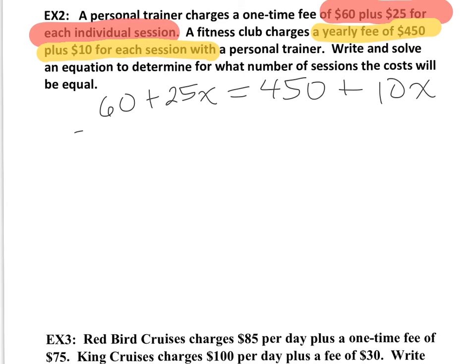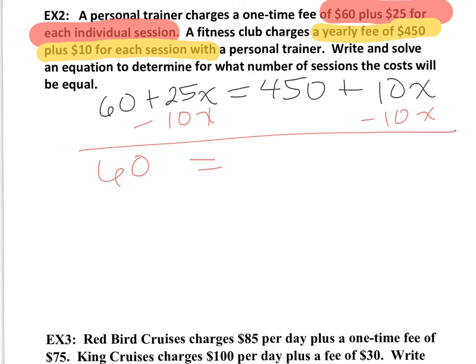So our first step is to subtract from each side our coefficients. So in this case, I'm going to subtract the 10x because I want to make sure I end up with positive values. So now I have 60 plus 15x, because 25x minus 10x is 15x, equals 450. And these 10x's cancel out.